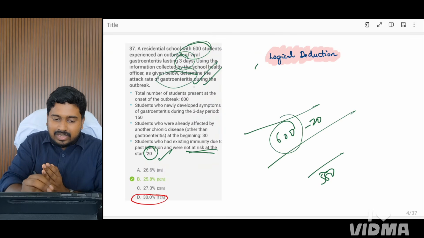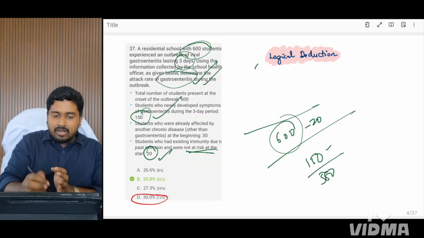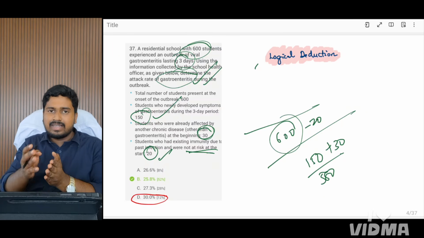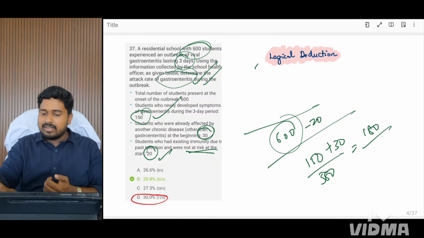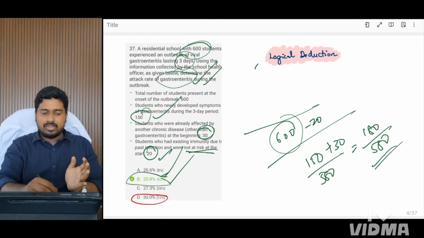Means how many of them got gastroenteritis? There were totally 150 who newly were diagnosed. So 150 is there. Along with that, there were 30 who were already affected by another chronic disease. So it doesn't make any sense because they will also get gastroenteritis. So the answer is 180 divided by 580. So it approximately comes up to 25.8%. So this was the answer.